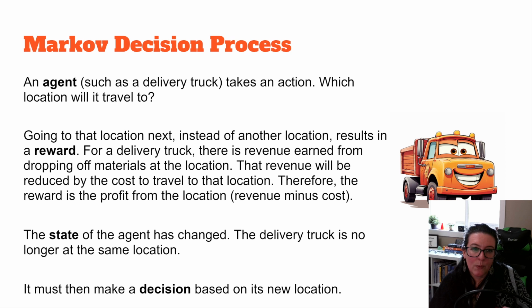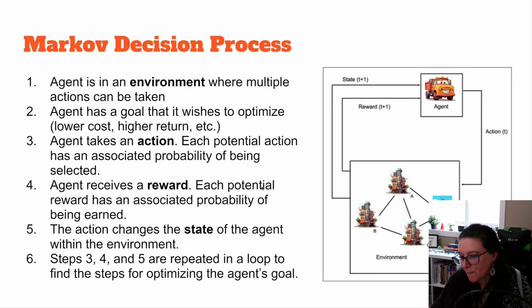Now, in this case, when we look at the agent, the state of the agent will change. The delivery truck will go to the next location. It's now in a different location. It has a new decision to make as to which direction to go. So each time there's a change of state, there's a new decision to make. And then each time a decision needs to be made, there needs to be a consideration of what you're optimizing and the reward that you're getting.